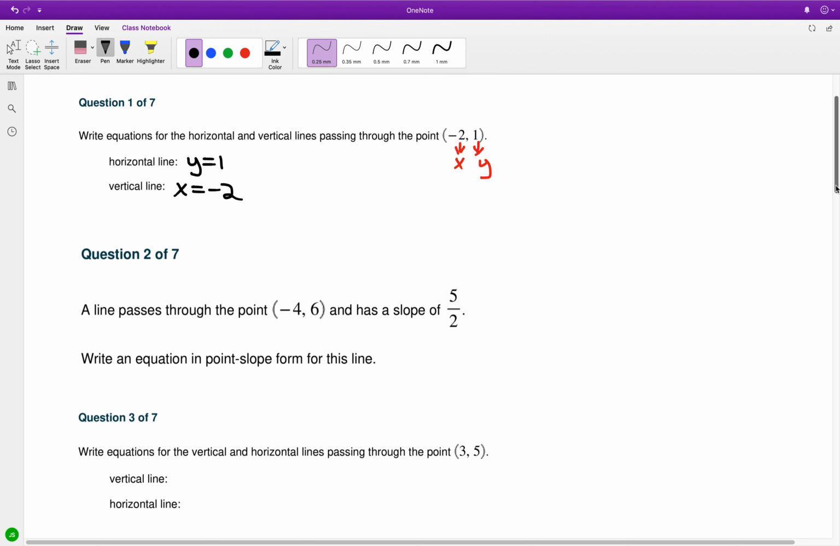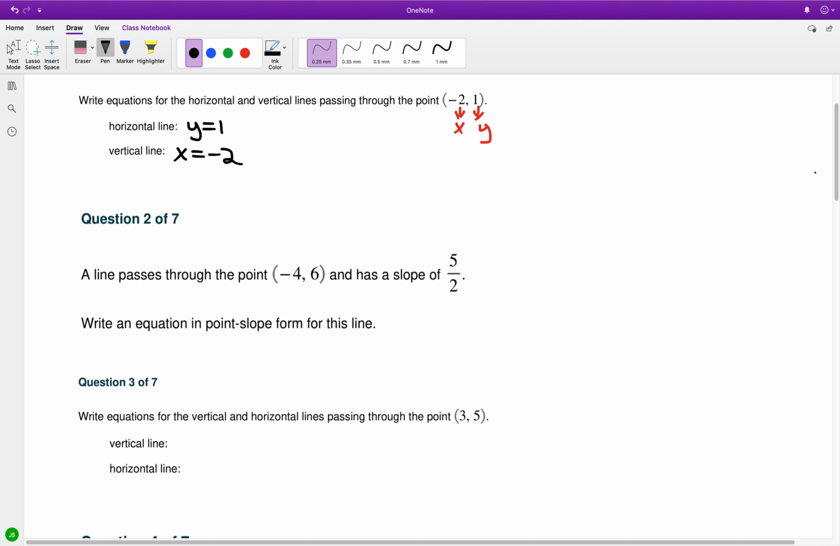Now for question number 2, we have a line that passes through the point -4, 6 and has a slope of 5/2. And it says to write an equation in point slope form for this line. So for the point slope formula, again, we have y minus y1 is equal to the slope m times the quantity of x minus x1.